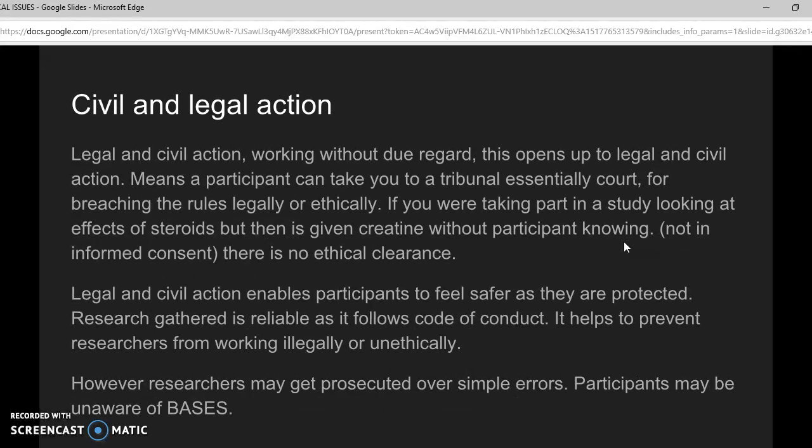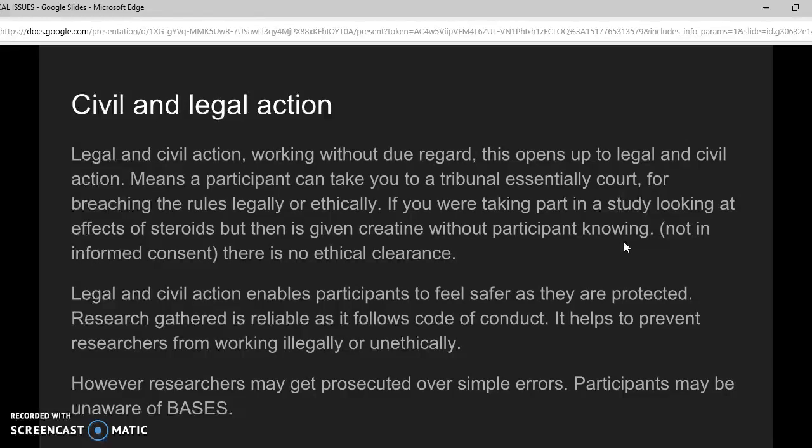Legal and civil action, working without due regard. This opens up to legal and civil action, meaning a participant can take you to a tribunal, essentially a court of law, for breaching the rules legally or unethically. If you were taking part in a study looking at effects of steroids, but then you are given creatine without the participant knowing, which is not in the informed consent form, there is no ethical clearance.